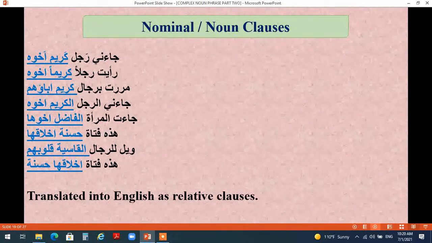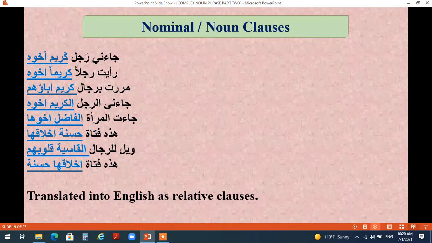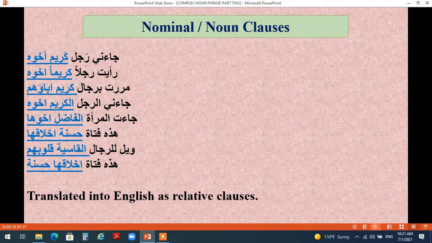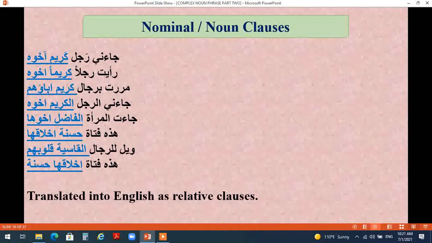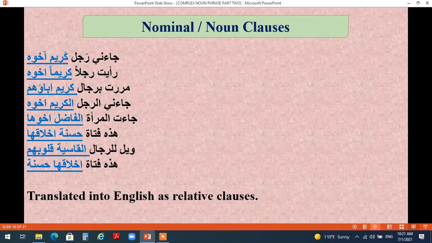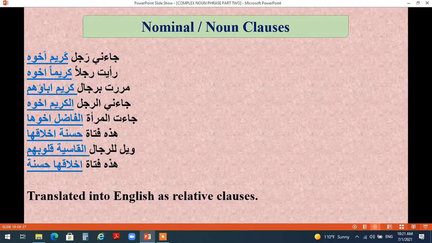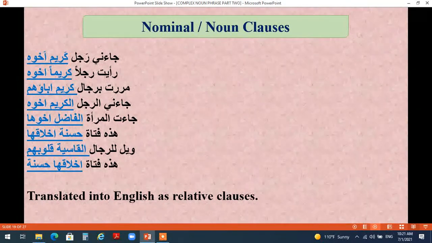هذه فتاة حسنة أخلاقها. أيضا حسنة أخلاقها this is a nominal clause which is used as a post modifier for the word فتاة. ويل للرجال القاسية قلوبهم. القاسية قلوبهم again this is a nominal clause which has been used to post modify the word رجال. هذه فتاة أخلاقها حسنة. أخلاقها حسنة this is again a nominal clause which is used as a post modifier for the word فتاة. إذا بهذه الطريقة وصفنا اسم لكن لم نصفه باستخدام صفة ولكن وصفناه باستخدام clause كامل.